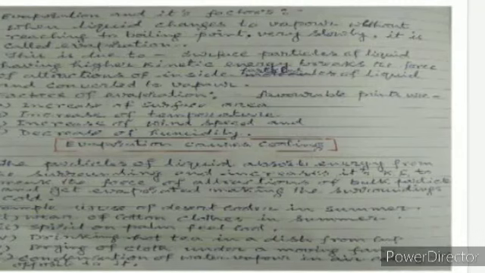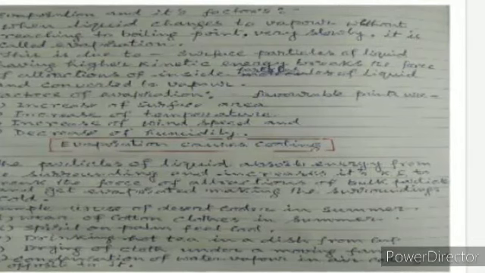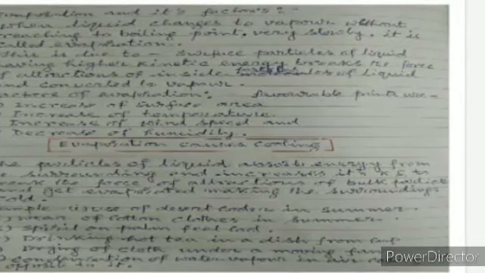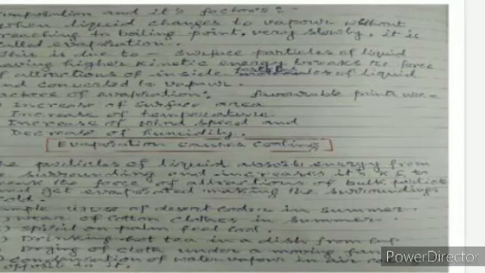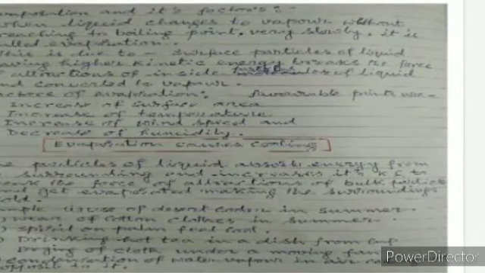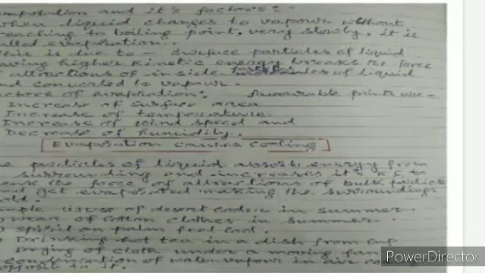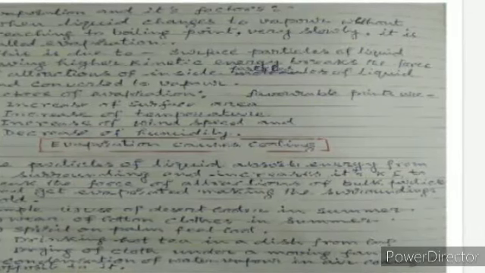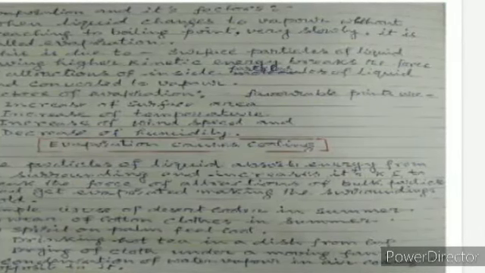Examples: use of a desert cooler in summer, wearing cotton clothes in summer, spirit on the palm feels cool, drinking hot tea from a dish instead of a cup, drying of clothes under a moving fan. Condensation of water vapor in air cooling is just the opposite of it. Thank you.